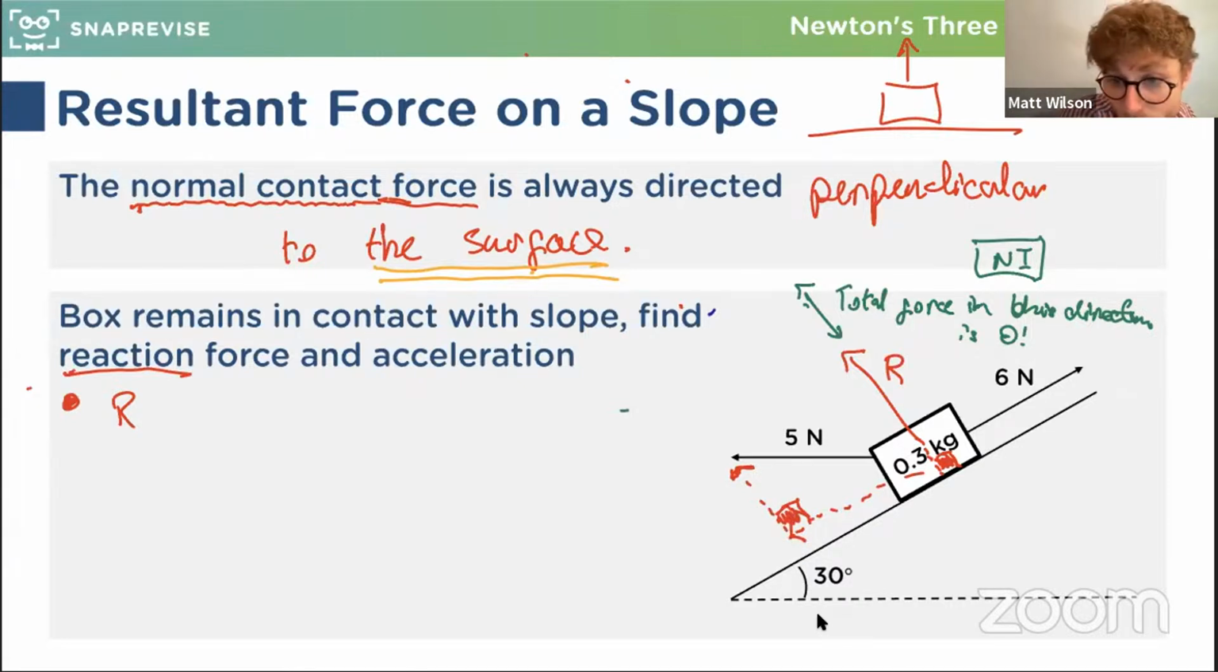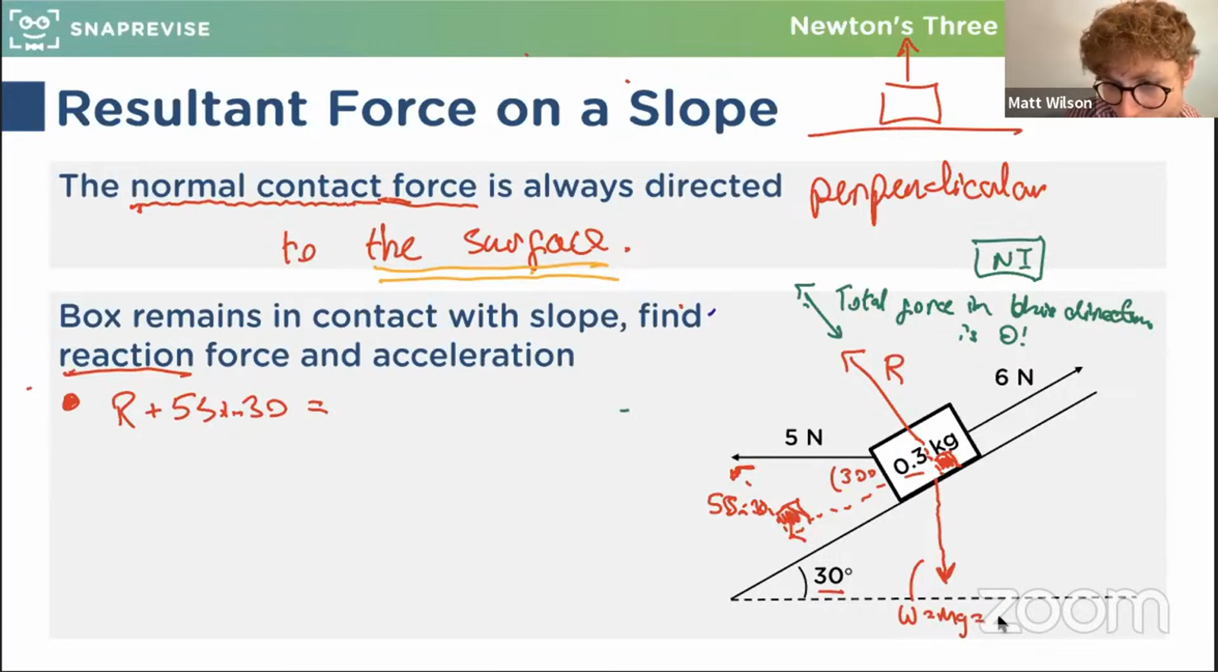Okay, so by the Z angle rule for angles, if this is 30 degrees, we know that this is also 30 degrees. That's good. So in fact, this vertical component here is 5 sine 30. So away from the slope, we have R plus 5 sine 30. What about into the slope? Well, we do have a weight. There's a weight pulling our block down here, and this weight is equal to mg, but the mass in this case is 0.3, so it's 0.3 g.